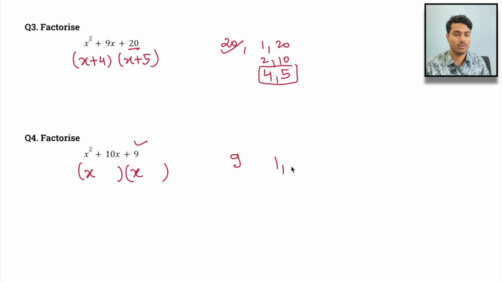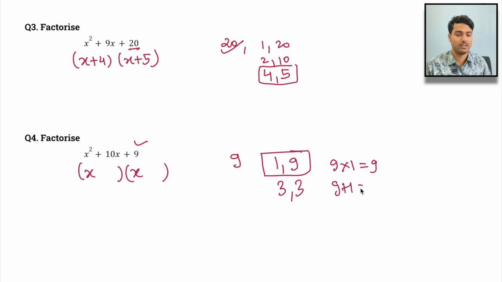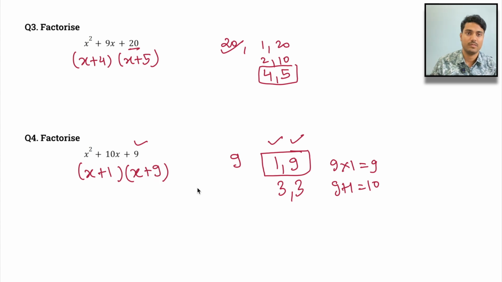Factors of 9 is going to be 1 and 9, and 3 we can say, but we can use 1 and 9 directly, because only 1 and 9 is going to give us 9 multiplied by 1 is 9 and 9 plus 1 is 10. So 1 and 9 both positive, so x plus 1 and x plus 9. So this is the answer.